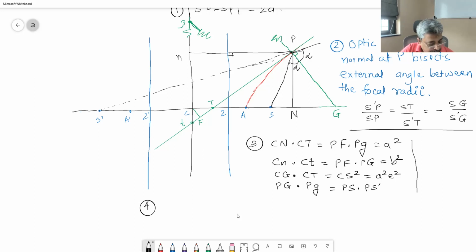Fourth property, intercept on tangent between point of contact and where it meets the directrix. Intercept of tangent. Okay, maybe I will show you in this diagram. Tangent intercepts point of contact P, and where it intersects corresponding directrix, subtend right angle at focus. Let K. Major angle KSP equal to 90. Maybe you can prove this very quickly.